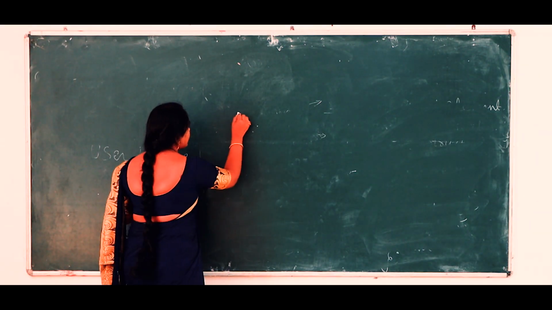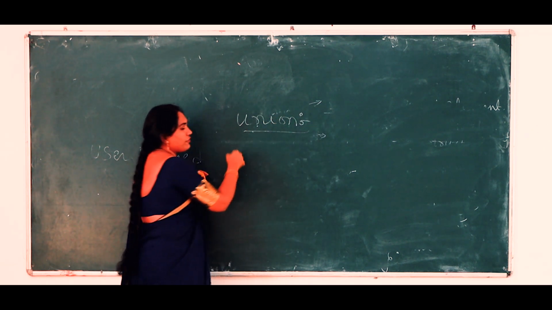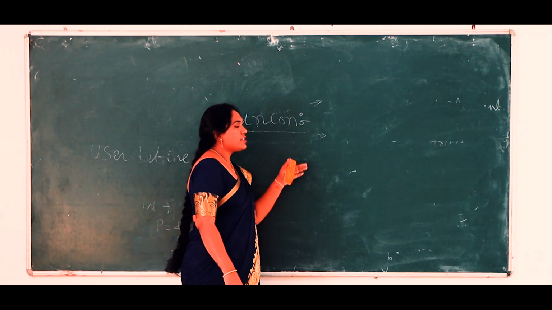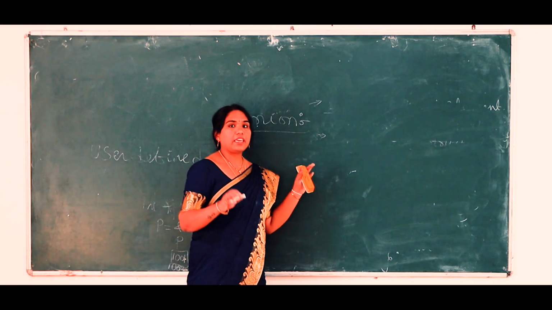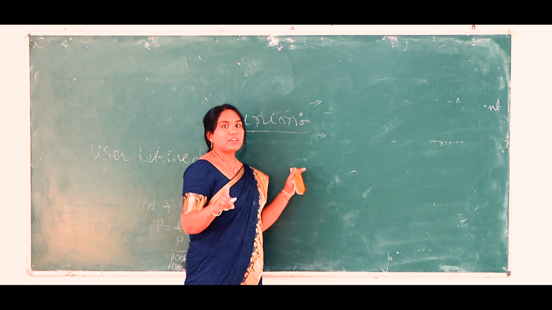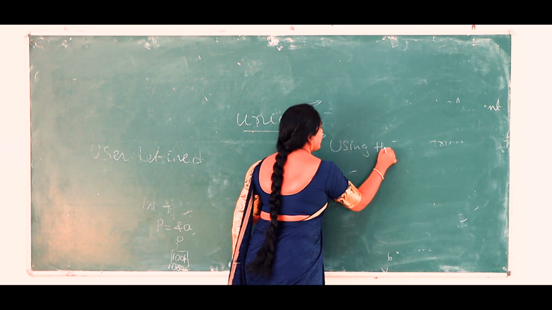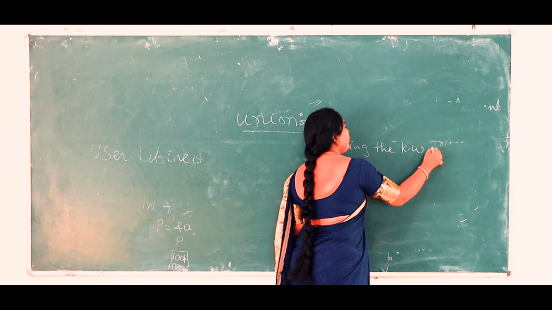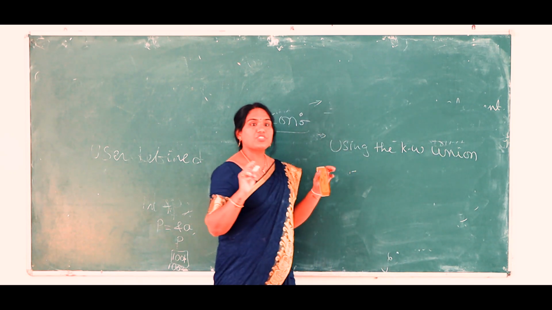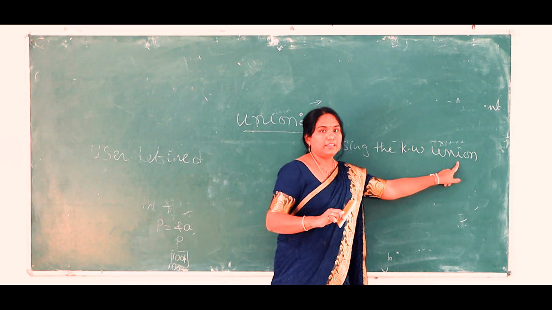The next one is called the union. The next user defined data type is the union. Actually, the union and structure both have the same definition. There is no change, but the change is only in the keyword we use. In structures, which keyword are we using? Struct. But here the keyword is union.